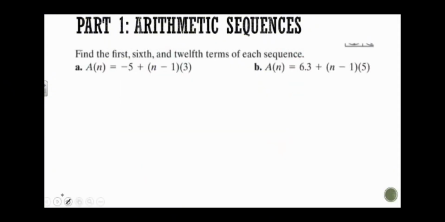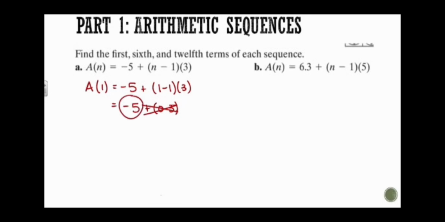So you will use this formula to find things like this. Find the first, 6th, and 12th terms of each sequence. So if I want to find the first term, that's when n is 1. So I do negative 5 plus n minus 1, so 1 minus 1 times 3. This ends up just being negative 5, because you get 0 times 3 here, which goes away. So my first term is negative 5.